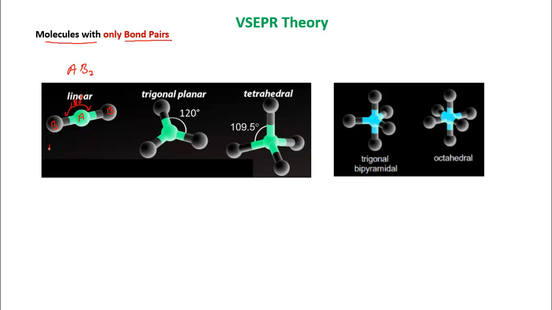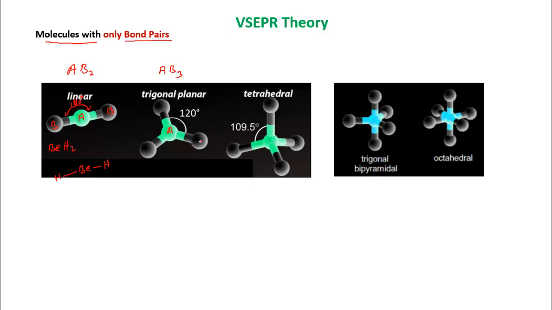Example, we can say it is beryllium chloride or beryllium hydride, right? BeH2 molecule. Here the central atom is beryllium, and there are two hydrogen atoms, and these two hydrogen atoms are linearly oriented, and the bond angle here is 180 degrees because beryllium does not have any other electron pair around it. Now if you have an AB3 type molecule, then you have a trigonal planar shape.